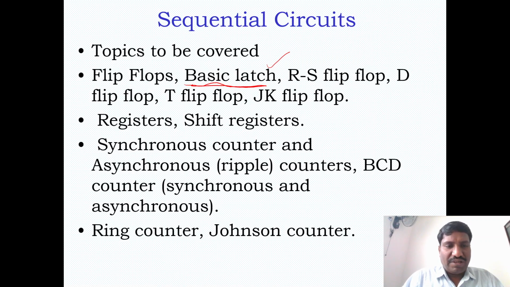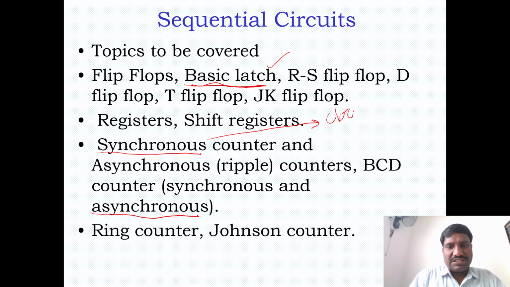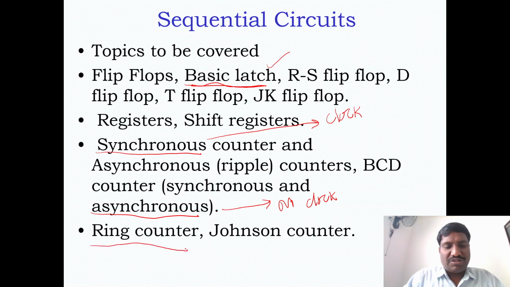From these flip-flops we can build registers, we can build shift registers, and we will also build counters. Counters are of two varieties, synchronous and asynchronous. Synchronous and asynchronous are two varieties of sequential circuits. Synchronous will use a clock signal, asynchronous has no clock signal. We are not going to use any clock. Last, we will discuss the ring counter and Johnson counter, but they are not the least.